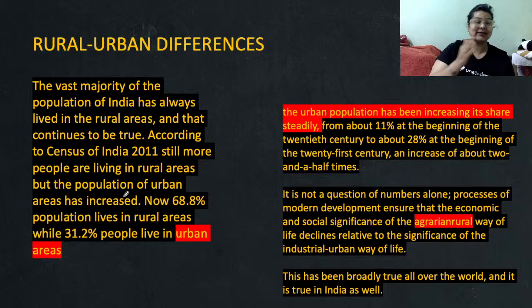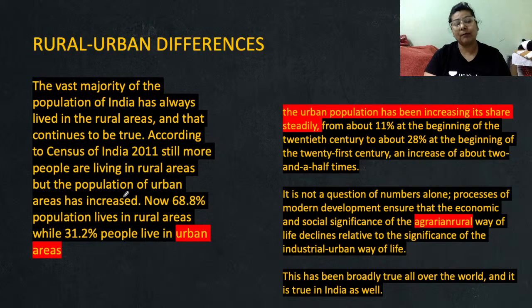Whereas the significance of the agrarian way of life declines relative to the significance of the industrial urban way of life. Of course, people from the villages are getting settled in the cities for a better life, better economic development, etc. The census of India also shows that more people are living in rural areas, but the population of urban areas has definitely increased. So that is one paradox.